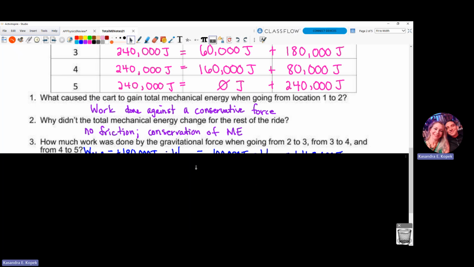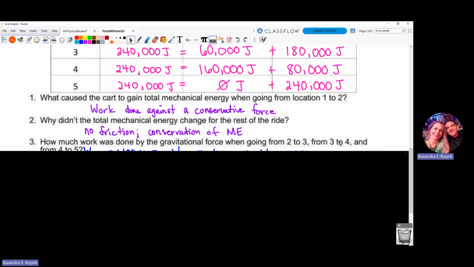Next question says, how much work was done by the gravitational force when going from 2 to 3, from 3 to 4, and then from 4 to 5? Remember, work done is going to be positive or negative depending on if it's going with gravity or against gravity. So from 2 to 3, we're going downhill, so the work is going to be positive. From 3 to 4, we're going uphill, so it's going to be negative. And then from 4 to 5, we're going downhill again, so it's going to be positive.